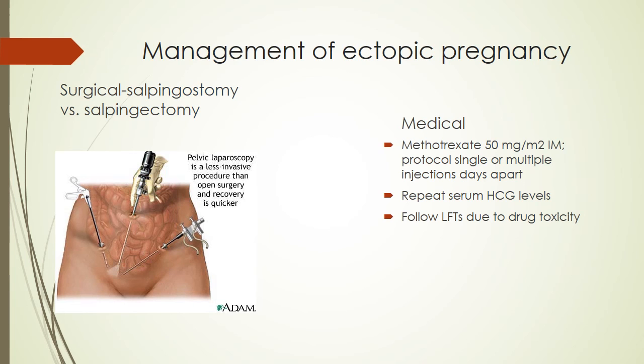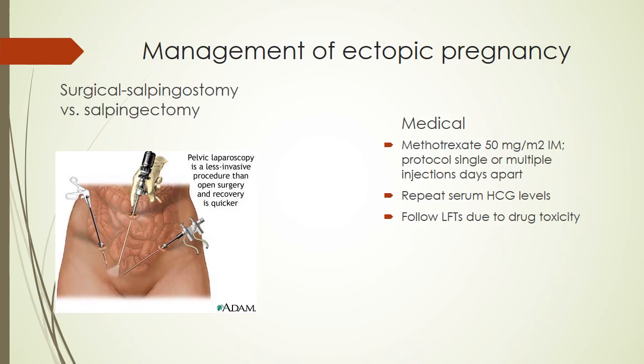The medical management includes the use of methotrexate. So I've given you the dose of 50 milligrams per meter squared that's given IM, and some protocols are a one-time injection and others have multiple injections. But what we're going to do is have this woman come back every several days and have her HCG levels checked. What the methotrexate does is it interferes with the folic acid that's needed for cell division. So it stops the cell division so the ectopic pregnancy can no longer grow. It dies and eventually withers away with no surgical intervention.